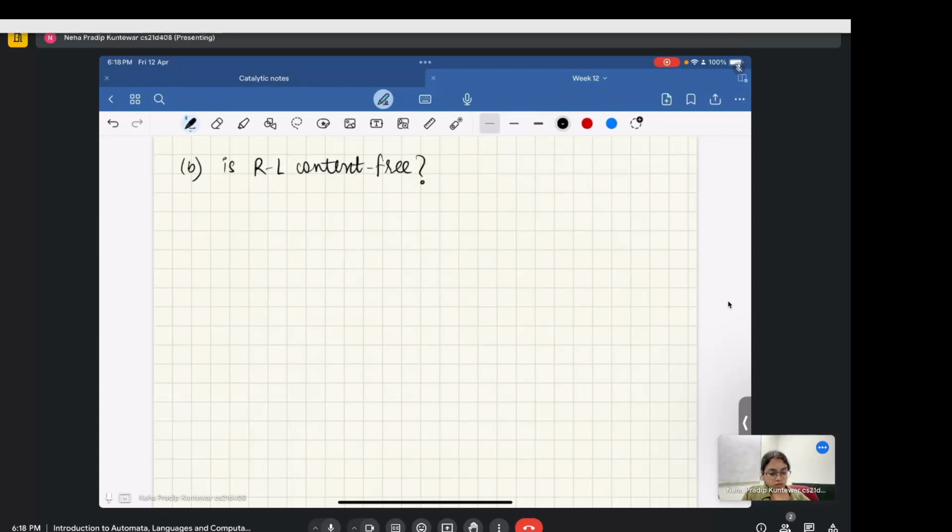Okay, so let's see how to show this. Suppose the answer is no. We will show that this is not necessarily context free. So let's say R is nothing but sigma star, and L is the language {a^n b^n}.